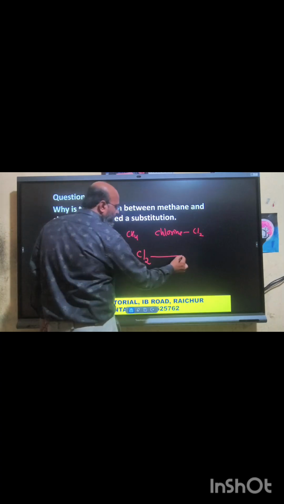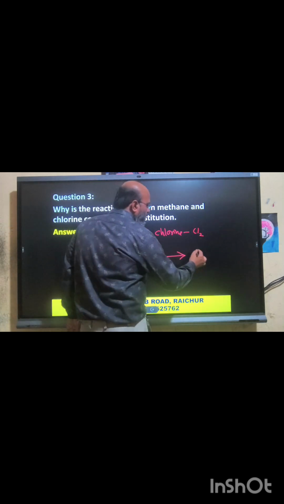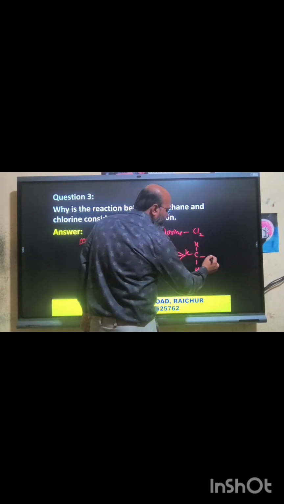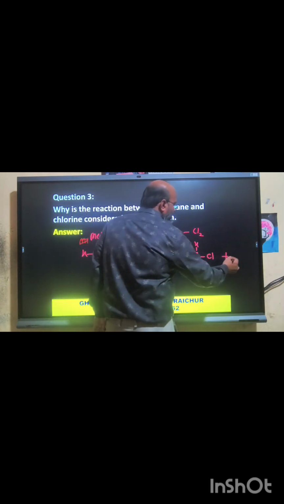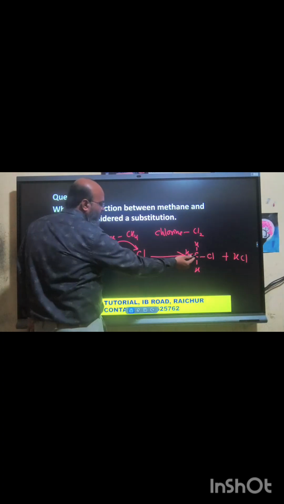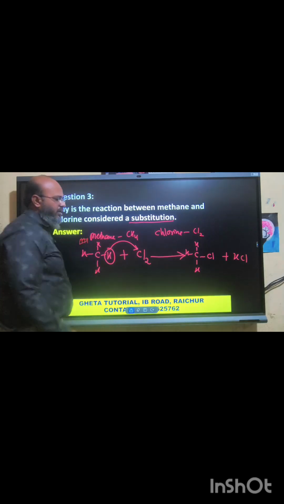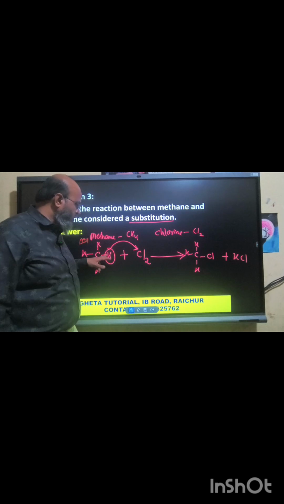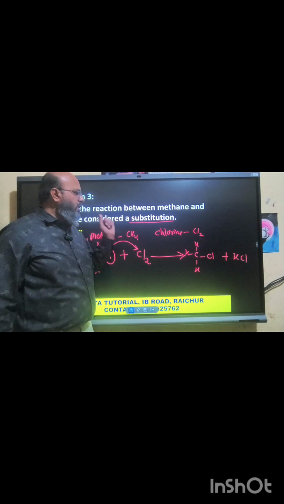So what will happen when you react methane and chlorine? One hydrogen will be replaced by chlorine. You have to remove one hydrogen from the methane, and in the place of H you have to write Cl. This H combines with Cl, so there is a formation of HCl. Because of this, we can say that chlorine is substituted in the place of hydrogen. Because of this reason, this reaction is called a substitution reaction. What are we doing in this? We are substituting chlorine in the place of hydrogen. So we can say that the reaction between methane and chlorine is called a substitution reaction.